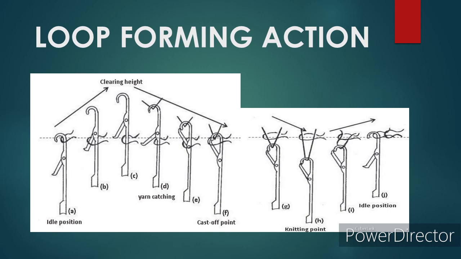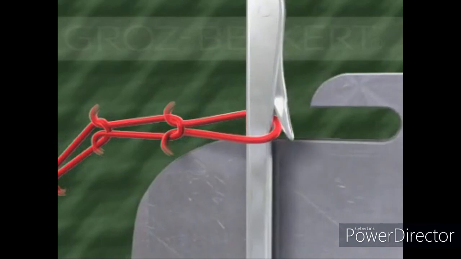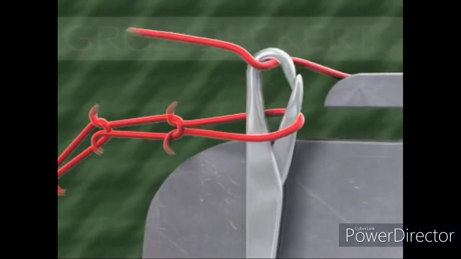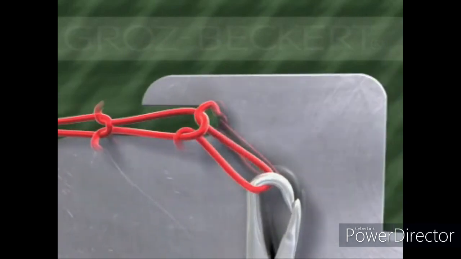Let me show an animated video of the complete loop formation action of a knitting needle. As I explained, this is the complete cycle of action of a knitting needle and sinker for one complete loop formation.